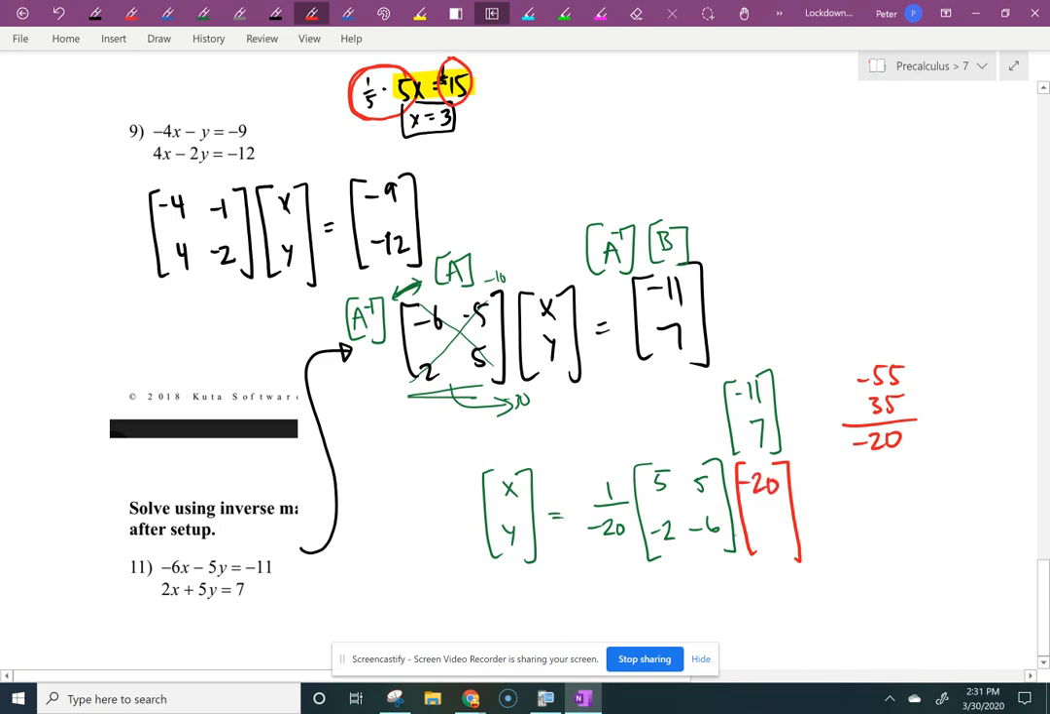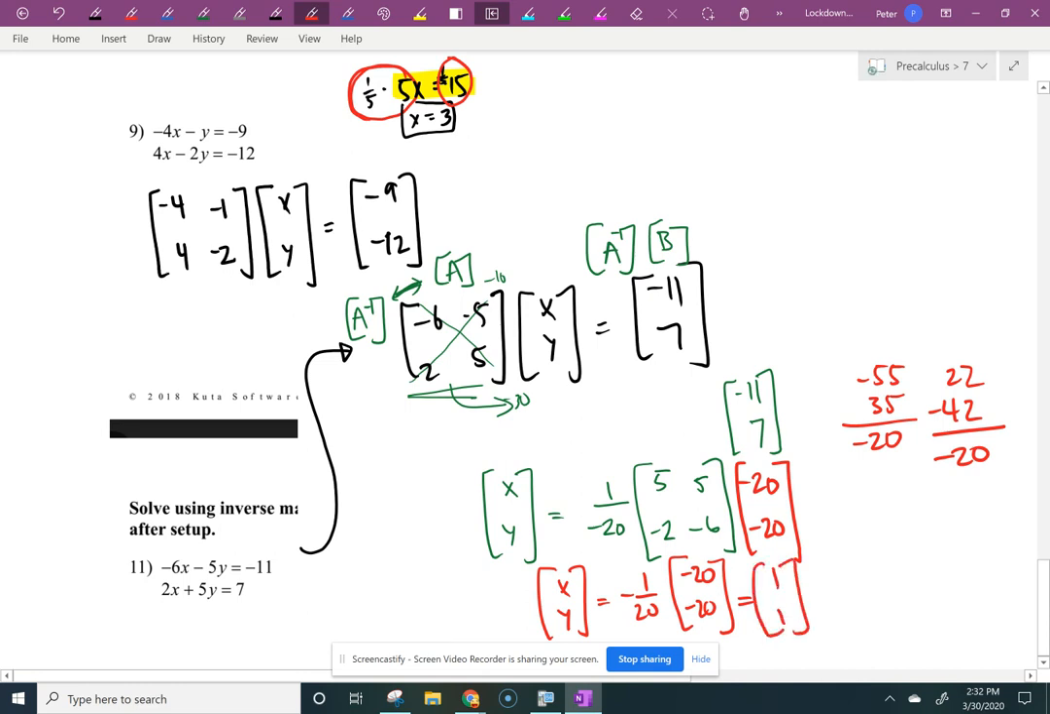And then I do the same thing with the second row in that first column. I'm going to do -2 times -11 is 22, and -6 times 7 is -42, and I'm going to add that together and get -20 again. Crazy. And now look at that. I have x and y. You probably already see the answer. -1 over 20, multiplied to -20, -20. Good thing we did scalar multiplication way back when. We get 1, 1. So there it is, x and y, 1, 1.